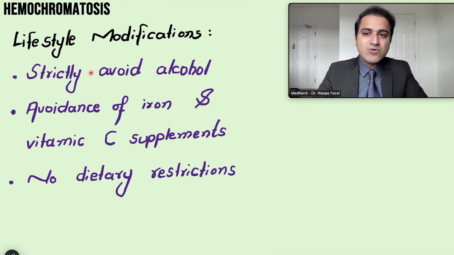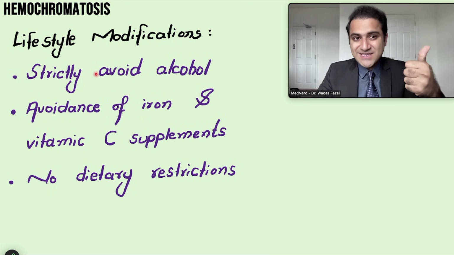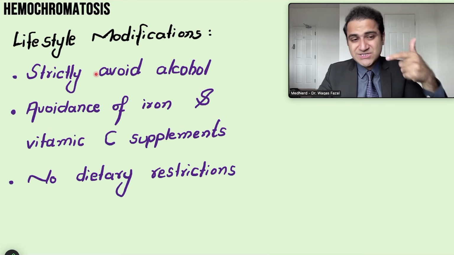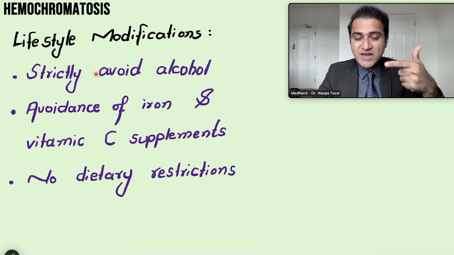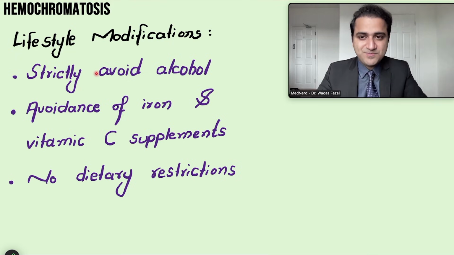Lifestyle modifications include that they have to strictly avoid alcohol, because one, alcohol increases iron absorption. Second, alcohol is hepatotoxic. These patients' liver is already having much toxicity due to iron. You do not want more toxicity through alcohol.